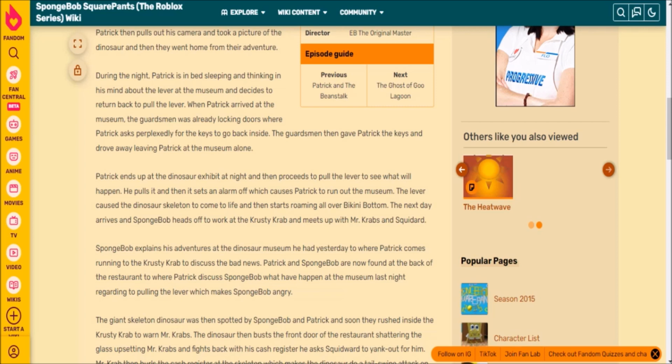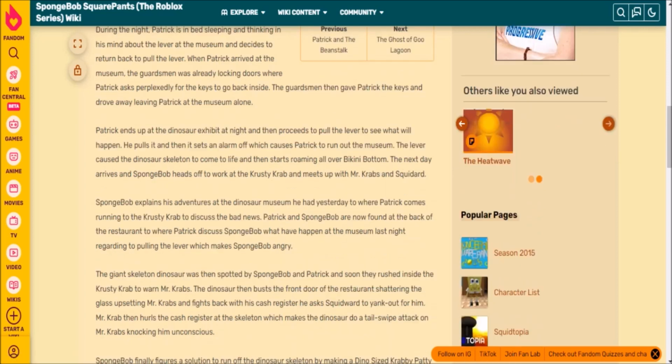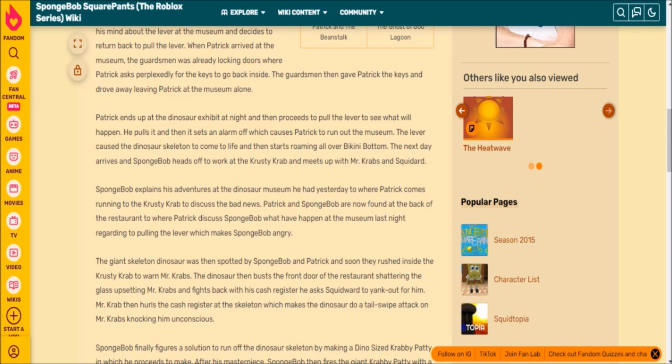The guardsman then gives Patrick the keys and drives away, leaving Patrick at the museum alone. Patrick ends up at the dinosaur exhibit at night and then proceeds to pull the lever to see what will happen. He pulls it and it sets an alarm off, which causes Patrick to run out of the museum. The lever causes the dinosaur skeleton to come to life and start roaming all over Bikini Bottom.